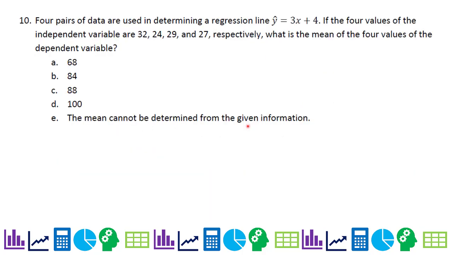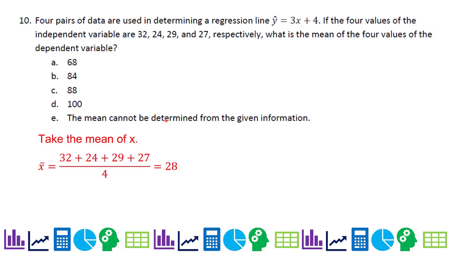Number 10, 4 pairs of data are used in determining a regression line. Y hat, or predicted y, equals 3x plus 4. If the 4 values of the independent variable are 32, 24, 29, and 27 respectively, what is the mean of the 4 values of the dependent variable? So they're looking for y bar. We can actually calculate x bar, which is the mean of x. So we're going to add up the 4 values and divide by 4, and we get 28.